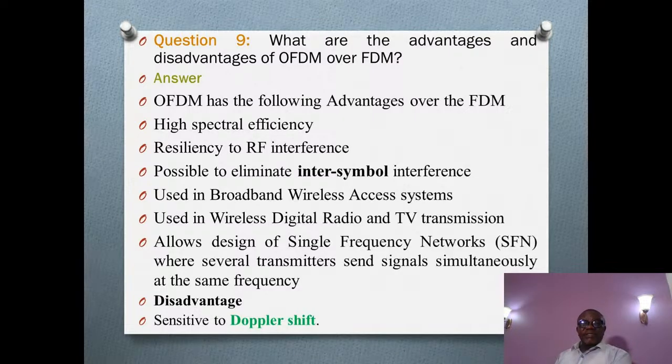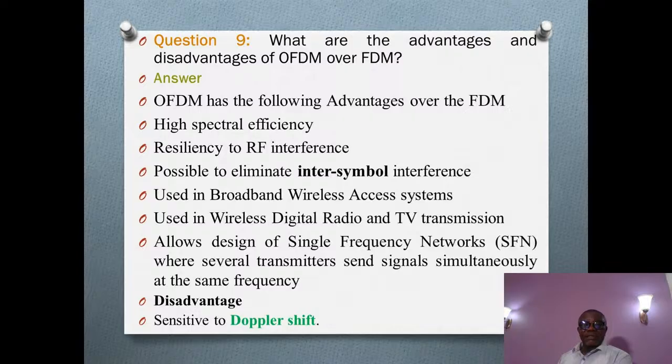Two is resilience to RF, radio frequency, interference. It's possible to eliminate inter-symbol interference. We will get to know about inter-symbol interference when we look at wireless communication systems. It is used in broadband wireless access systems, used in wireless digital radio and TV transmissions, and allows design of single frequency networks where several transmitters send signals simultaneously at the same frequency.